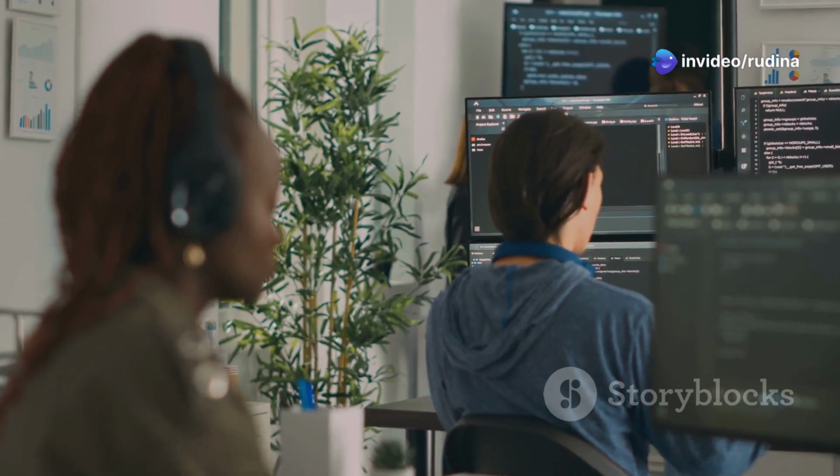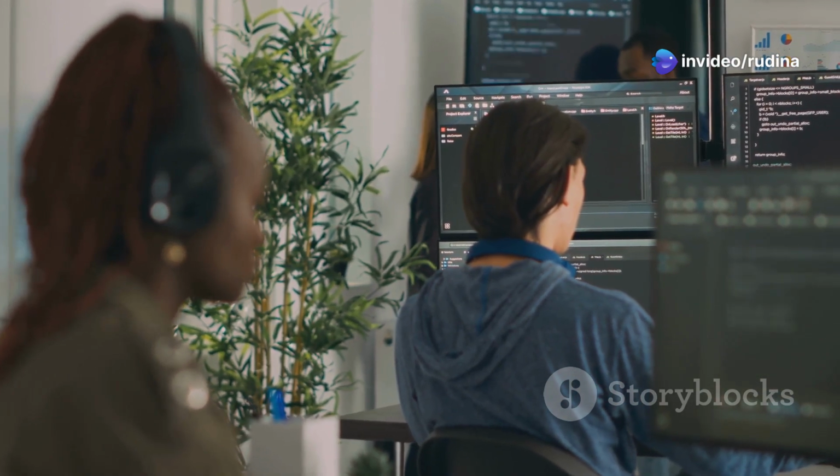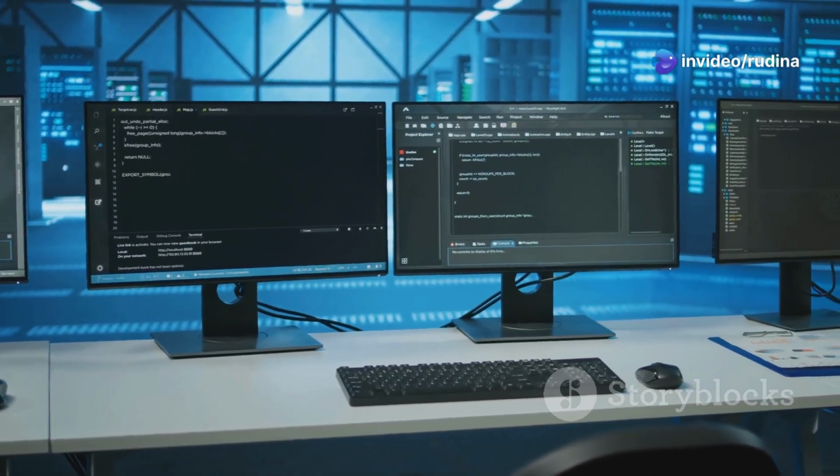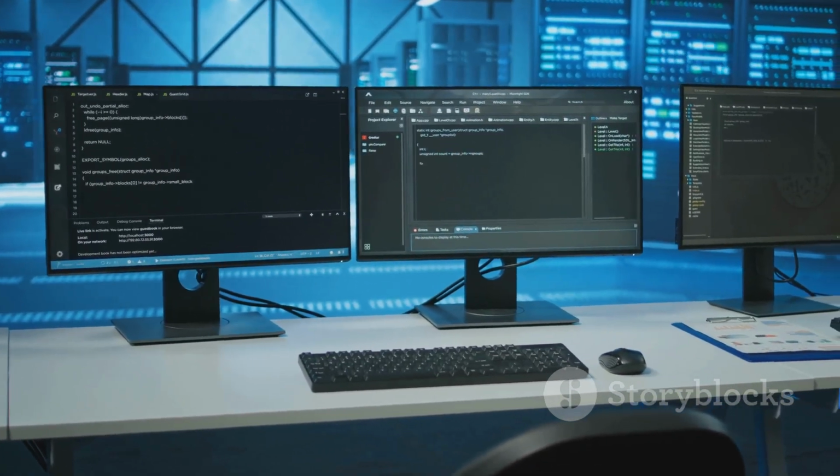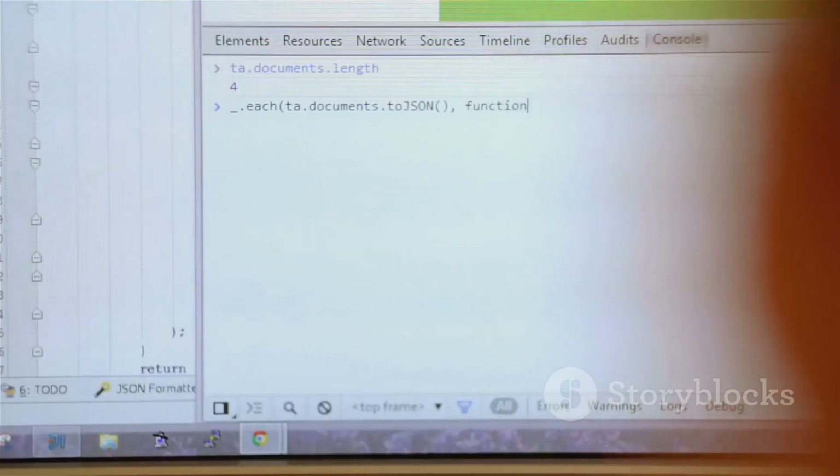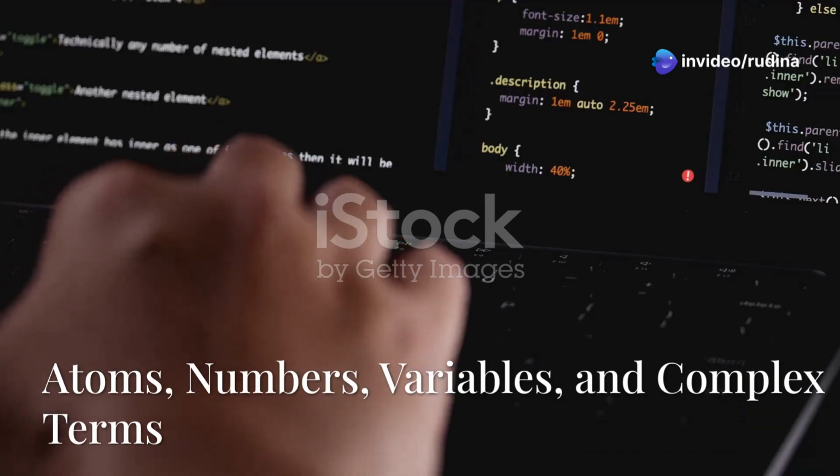Queries are questions posed to the Prolog system. They ask whether a certain goal is true based on the defined facts and rules. Queries are also expressed as predicates with arguments. For example, to ask Prolog if Socrates is mortal, we would use the query.